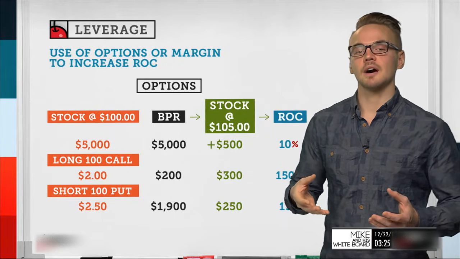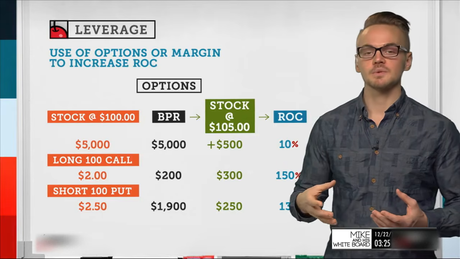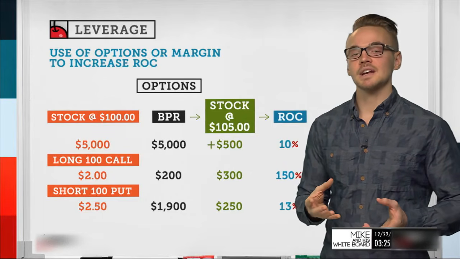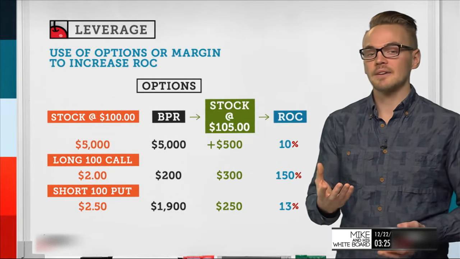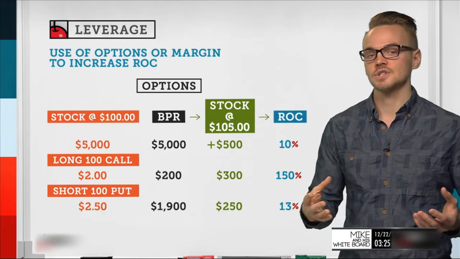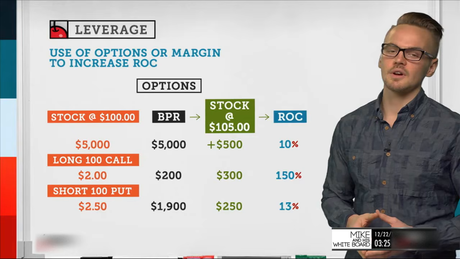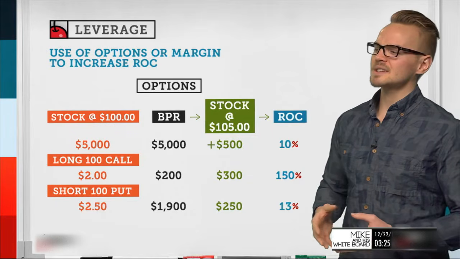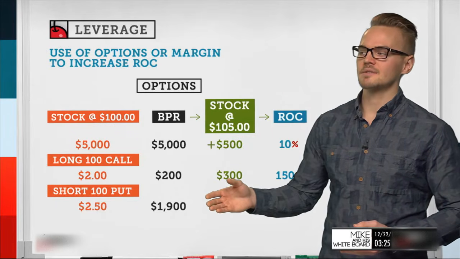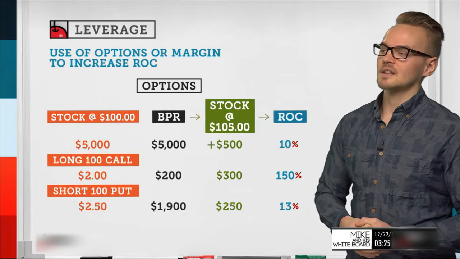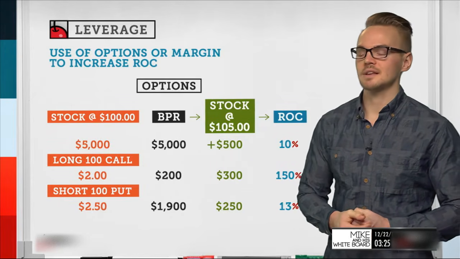So in a margin account, I do get that buying power reduction relief, but in an IRA and a cash account, I would not. So I would have to put up that full value of the 100 shares. But since we're talking about a margin account, we'll continue on and see what the return on capital is. So let's say I have a buying power reduction of $1,900 and I collected $250 for selling that put.